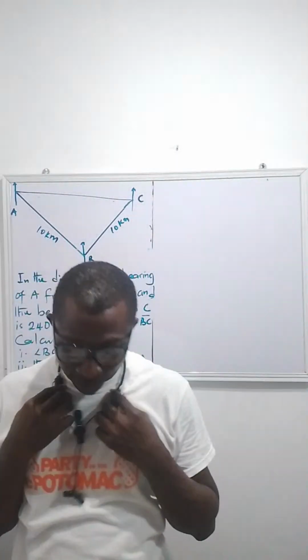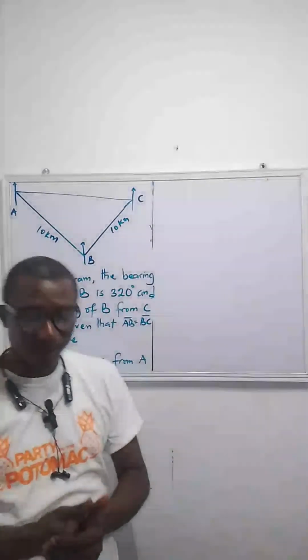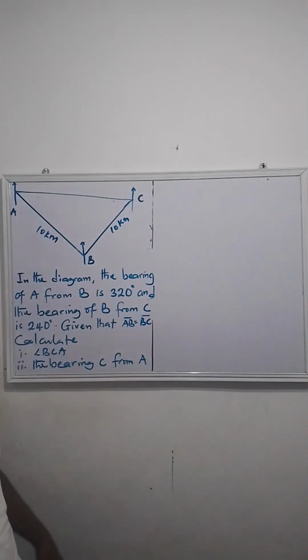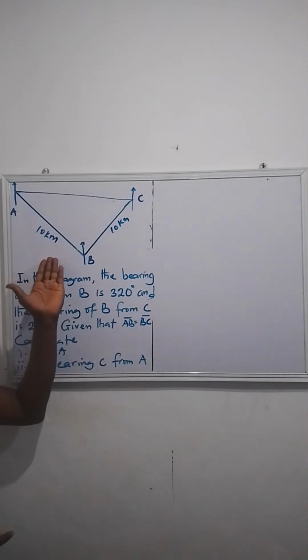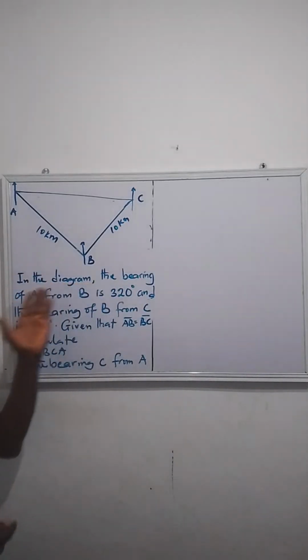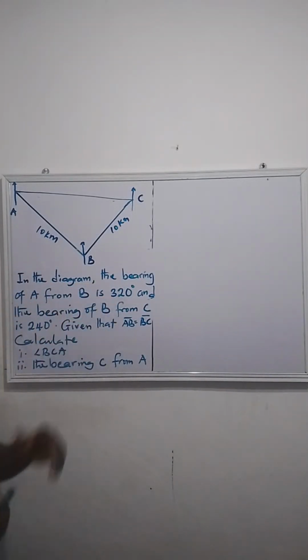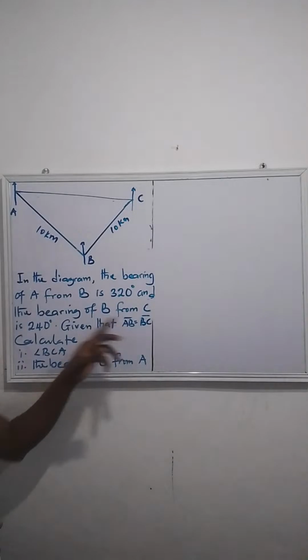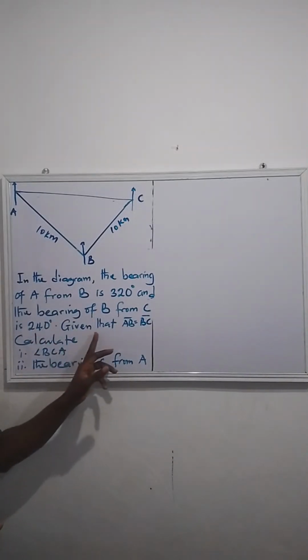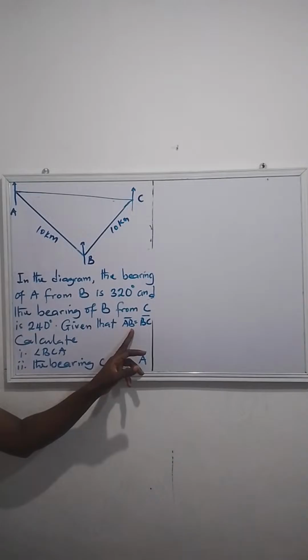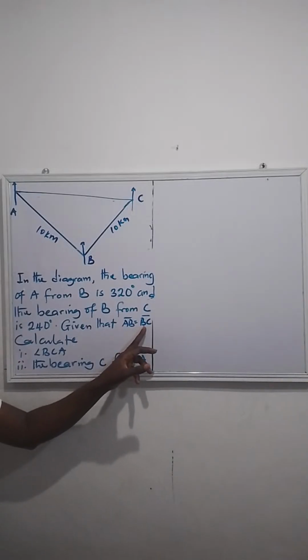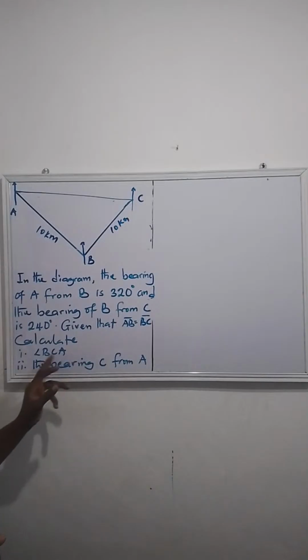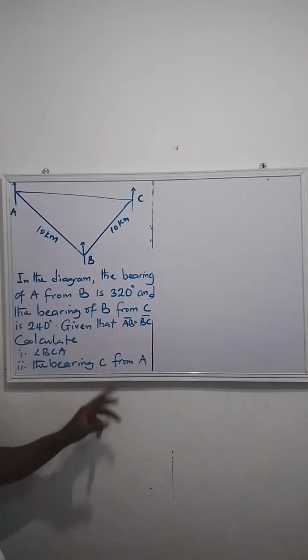All right. Okay. Yes. This is another question. So I want us to solve the problem together. We are given a diagram here. It says in the diagram, the bearing of A from B is 320 degrees, and the bearing of B from C is 240 degrees. We are given that line AB equals line BC. We have to calculate angle BCA and the bearing of C from A.